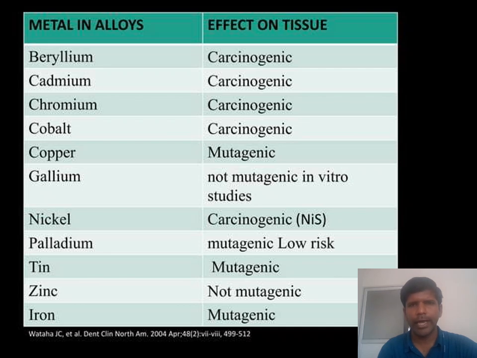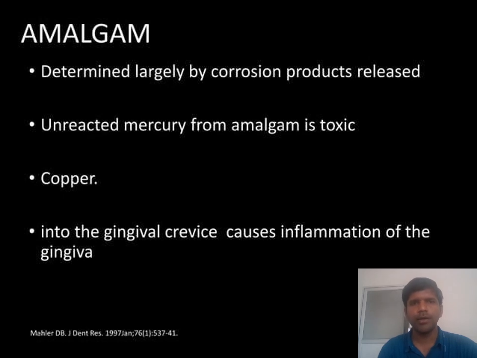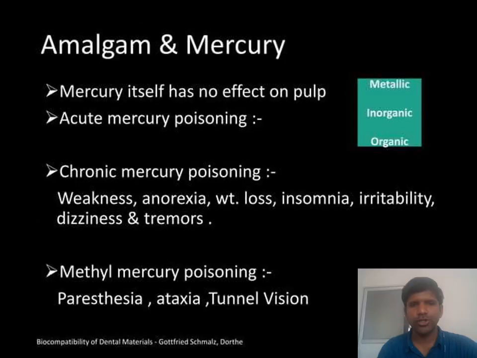Beryllium is carcinogenic, cadmium is carcinogenic, chromium is carcinogenic, cobalt is carcinogenic, copper is mutagenic, and gallium is not mutagenic according to in vitro studies. Nickel is carcinogenic, palladium is mutagenic with low risk, tin is mutagenic, zinc is non-mutagenic, and iron is mutagenic. Coming to amalgam, its biocompatibility is determined largely by corrosion products released, and the unreacted mercury from amalgam is toxic. Copper is also toxic to the gingival crevice. It may cause inflammation of the gingiva.